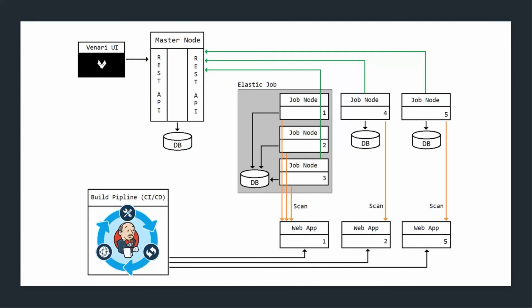One of those applications will be scanned with 3 nodes in parallel to demonstrate the power and speed up that can be realized by using elastic scan. The other 2 will be scanned 1 job node to 1 web application. So 5 total nodes, 3 total web apps, and we're going to be doing elastic and 2 one-off scans at the same time.